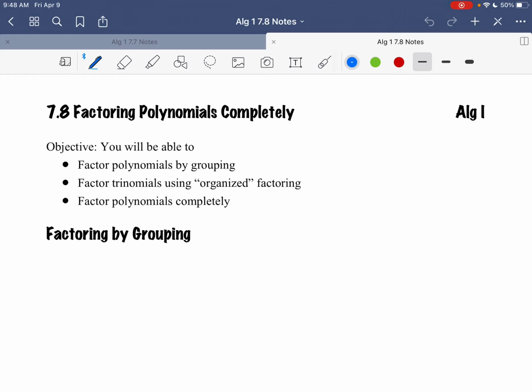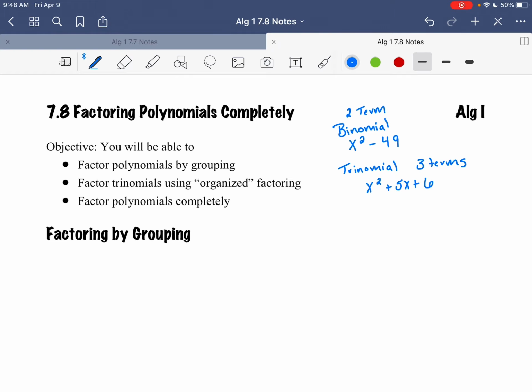Okay, and so far we've been dealing with polynomials that either have two terms, a binomial, for example, x squared minus 49. We've been factoring those. That would be a difference of squares. Or we've been factoring trinomials, three terms, for example, x squared plus 5x plus 6. Then factoring things like that.